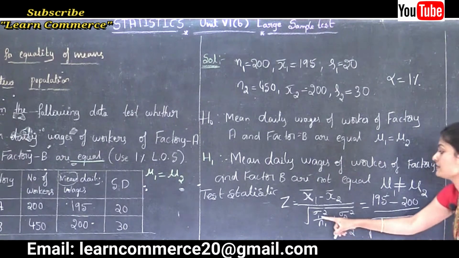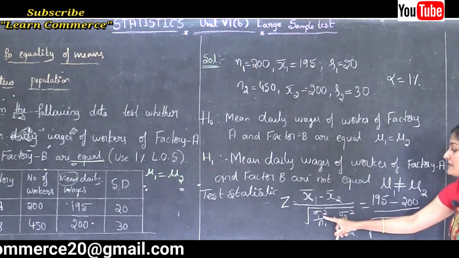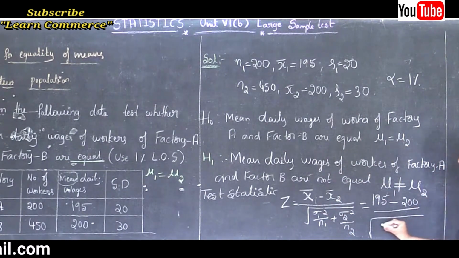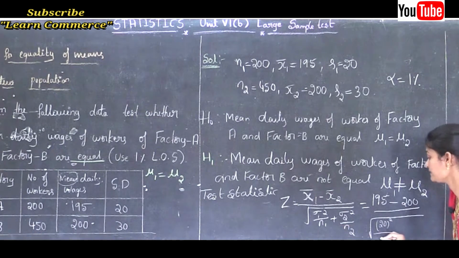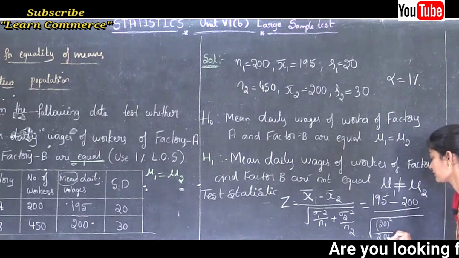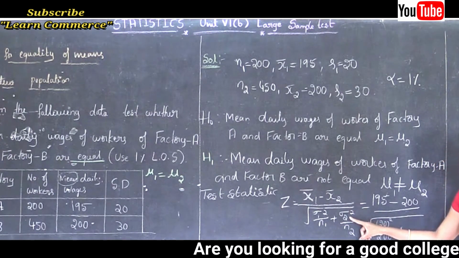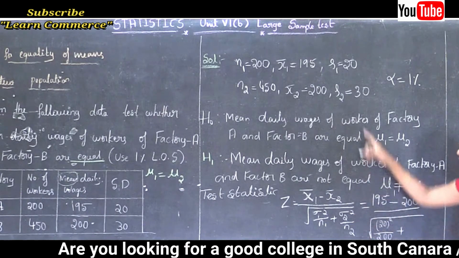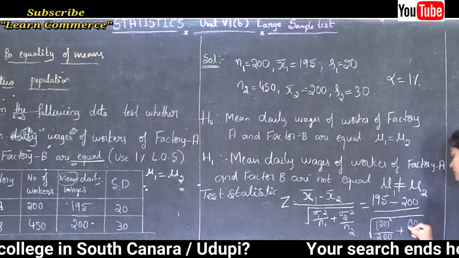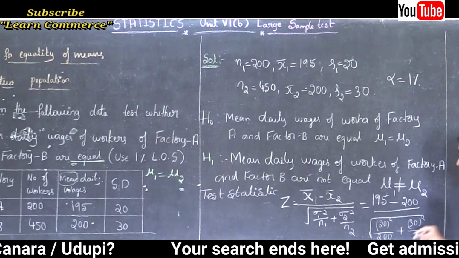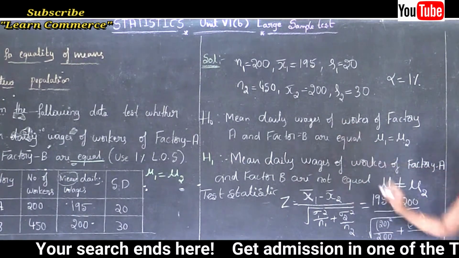In place of sigma 1 square I will write s1 square, that is 20 square divided by n1, that is 200, plus sigma 2 square, that is s2 square, that is 30 square, divided by n2. Here n2 is 450.